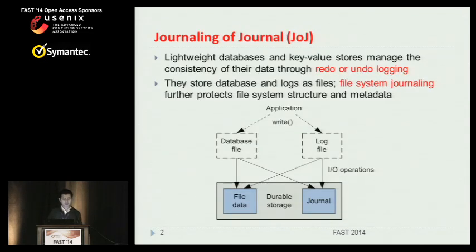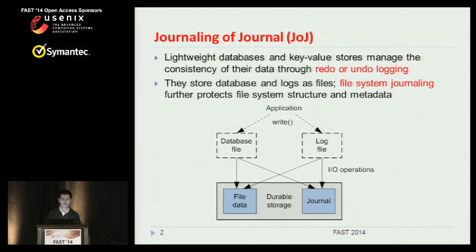By now you should be quite familiar with the journaling of journal problem from the previous talk. I'm just going to make a quick follow-up. We're looking at a situation where we have lightweight databases like SQLite and key value stores such as Kyoto Cabinet that manage the consistency of their own data over failures by enabling failure atomic I/O with the support of redo or undo logging. And these databases and key value stores run on file systems. So they store the database and logs as files. And as such, they further rely on file system journaling to protect the file system structure and metadata over failures.